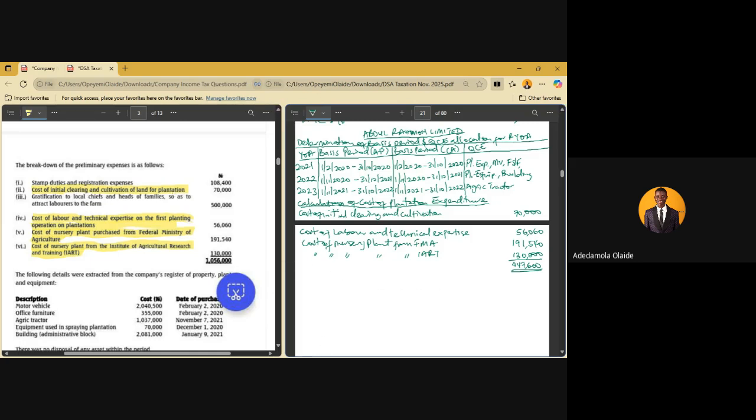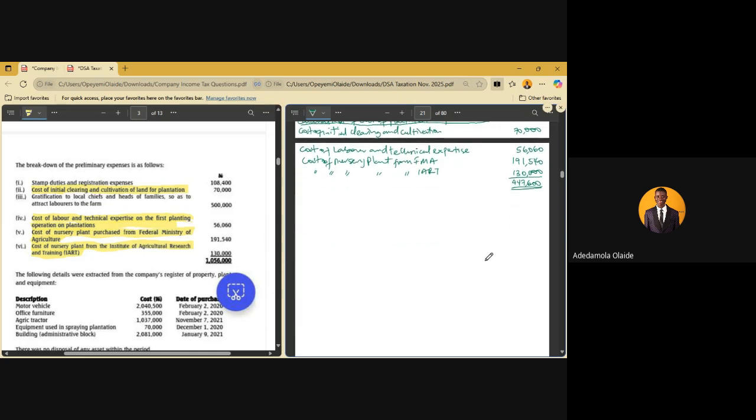So we can now go ahead to do our computation of capital allowance for the relevant year of assessment. We'll have what? Details.